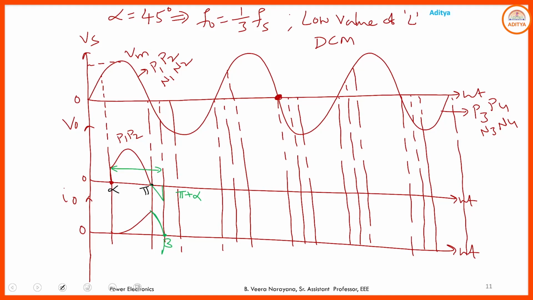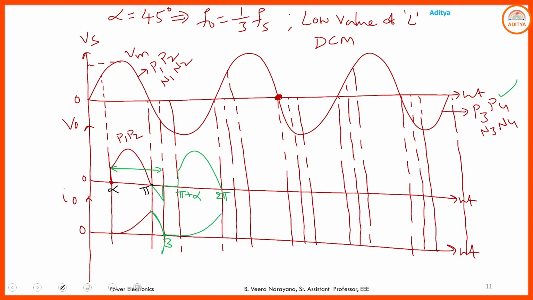And from pi to pi plus alpha, all are in the off state, and hence there is no current flow through the circuit. And again, from pi plus alpha to 2 pi, you have the negative half cycle of the source. Due to the negative half cycle, P3, P4, N3, N4 come into forward bias. But I want to collect the positive output voltage. So if you want to collect the positive output voltage during the negative half cycle of the source, which devices come to the on state? P3, P4. So you need to provide the gate pulse to P3, P4. Hence the output voltage will be like this.